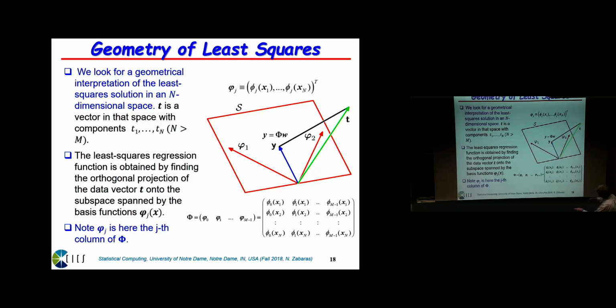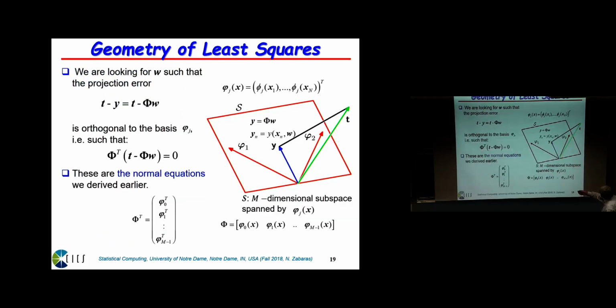Literally, if that subspace is a plate, and your response is here, you project it, and you get phi times W. And what the least squares equations say is that the vector T minus phi times W has to be orthogonal to the subspace, or orthogonal to each of these vectors, and that leads you to the least squares equations. So there is a geometric interpretation of the MLE equations that you will see written if you take a course on linear algebra.